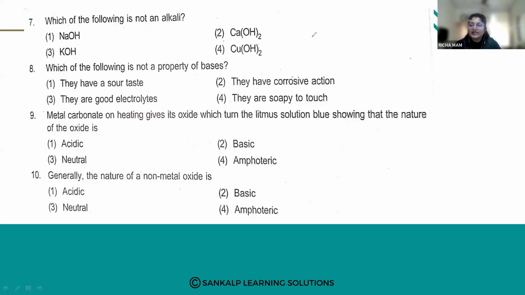Alkalis have a bitter taste. So, the best example of alkali is sodium hydroxide. Now, they have asked which among the following is not an alkali. Sodium hydroxide is an alkali. Calcium hydroxide is also an alkali. Potassium hydroxide is also an alkali.